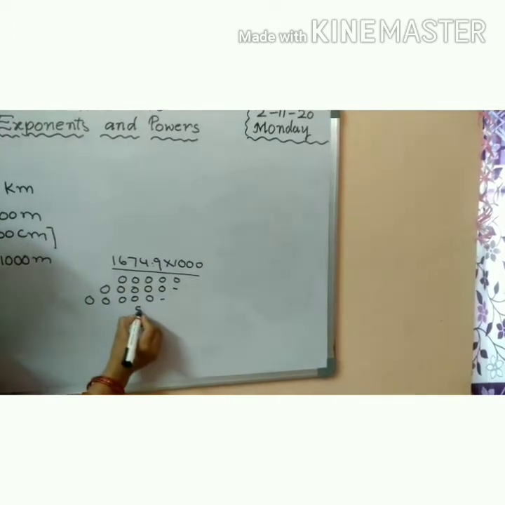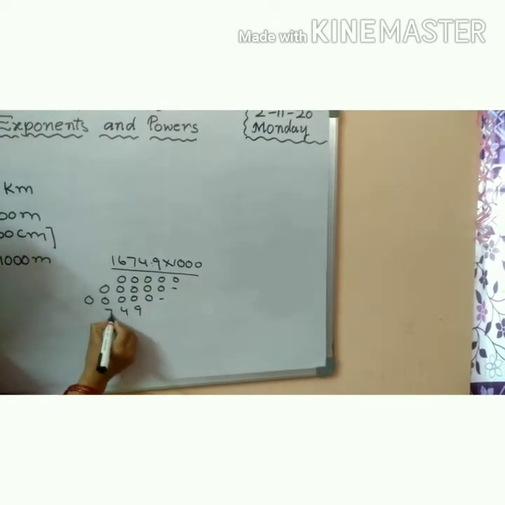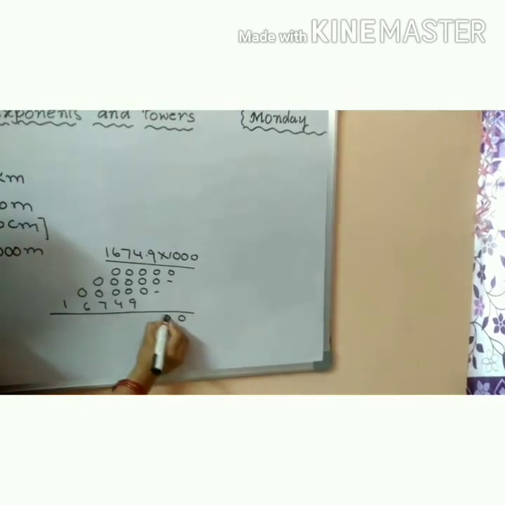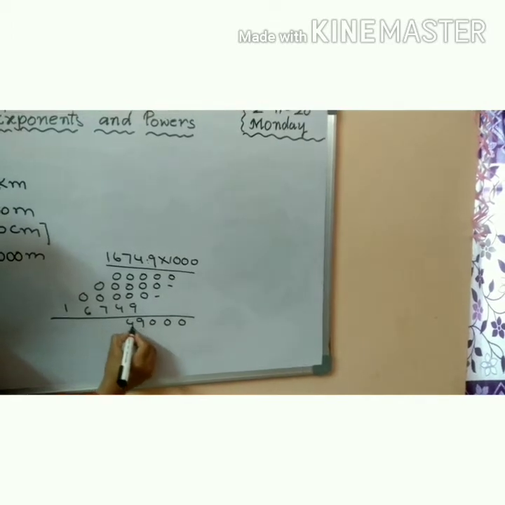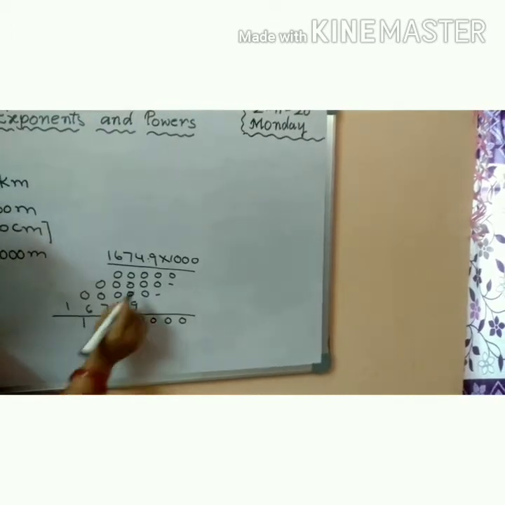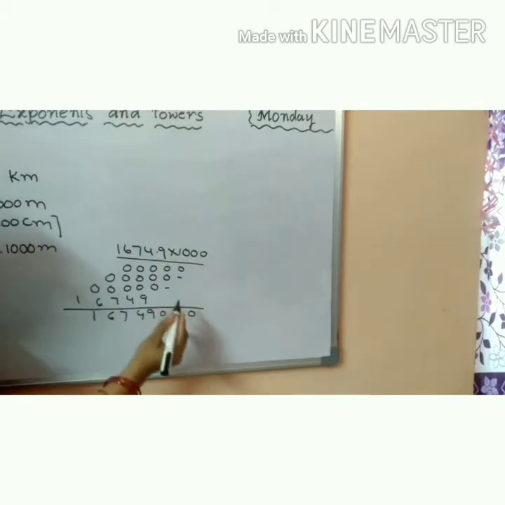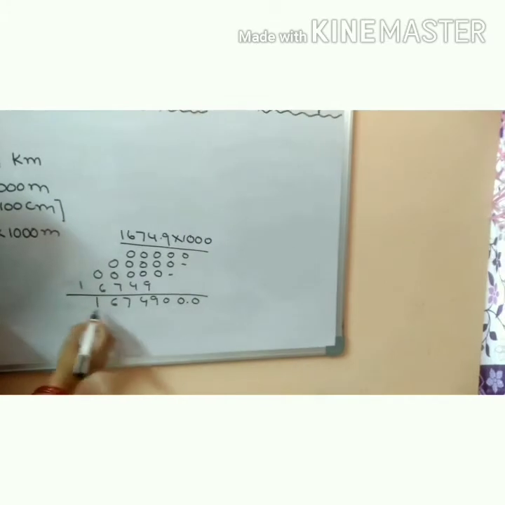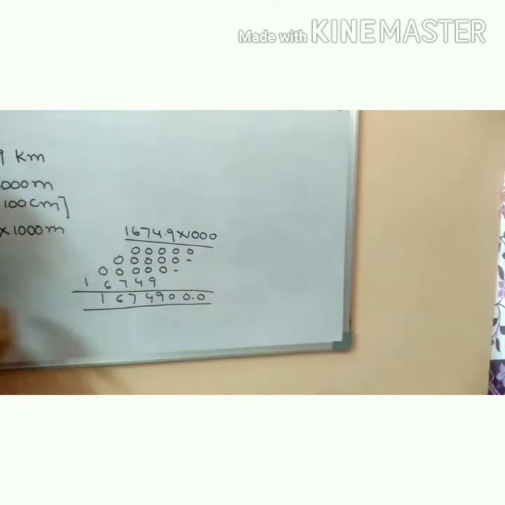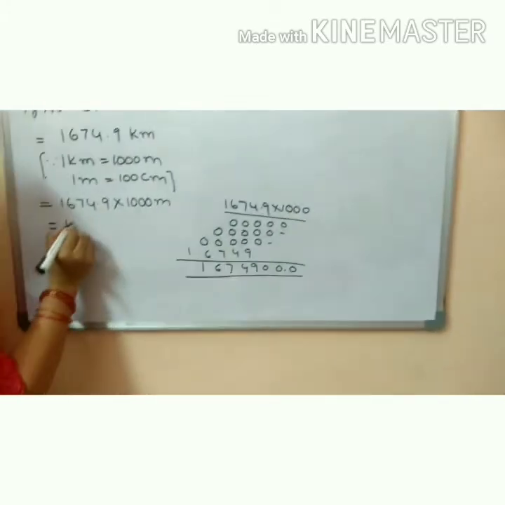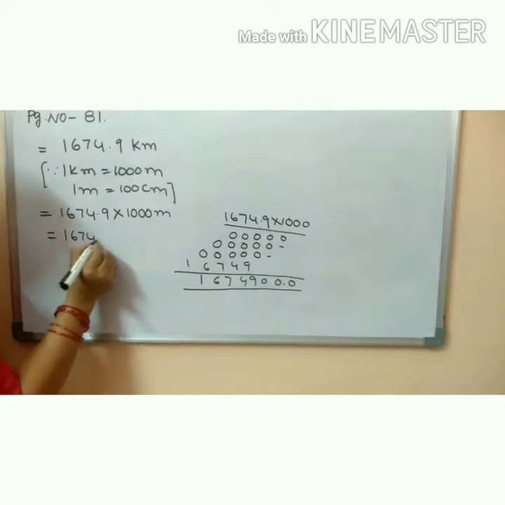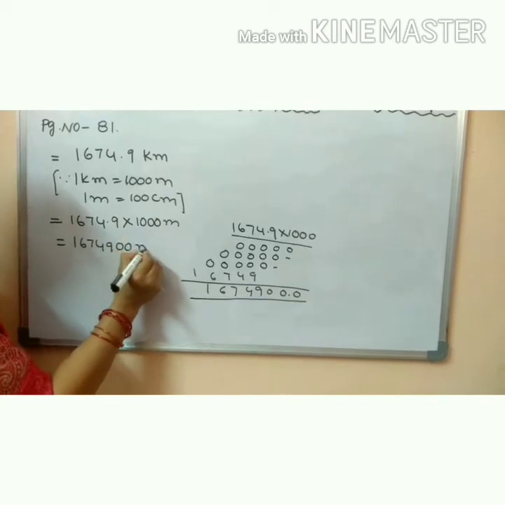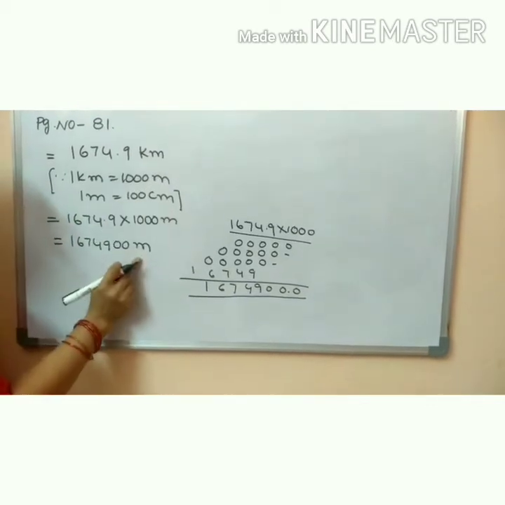Carrying on the multiplication digit by digit, the result is 0, 0, 0, 9, 4, 7, 6, 1. There is one digit after the decimal point, so keep the point and write the answer downwards on the right side. So here write 1674900. Here we changed kilometers to meters.